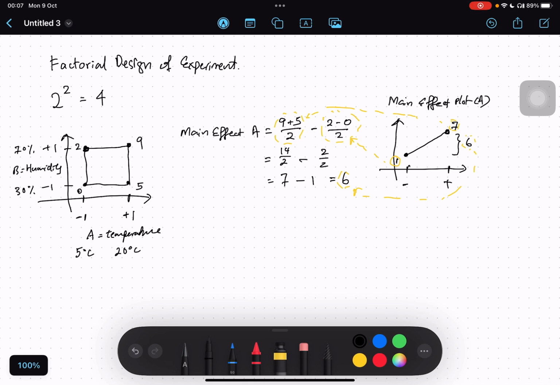So now you have A. Now let's take a look at the main effects of B, which is the humidity. So looking at humidity, the high side is 9 plus 2 divided by 2, which is 11 divided by 2, which is 5.5. Minus away the low side, which is 5 plus 0 divided by 2, which is 2.5. So 5.5 minus 2.5 gives you 3. The main effect is actually 3.